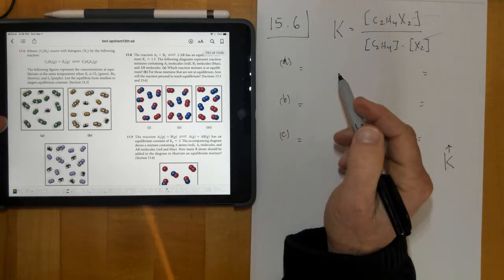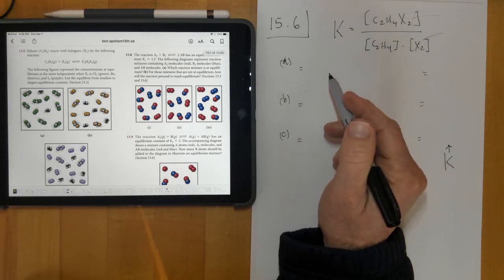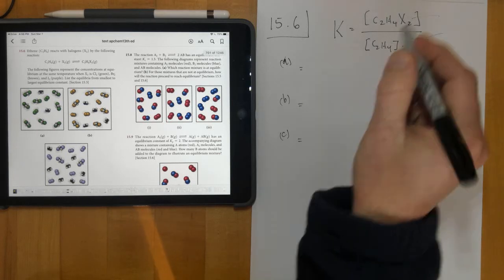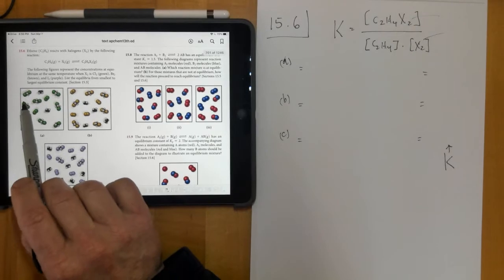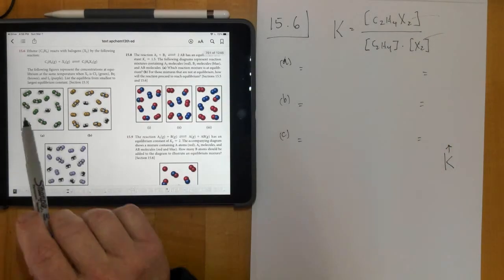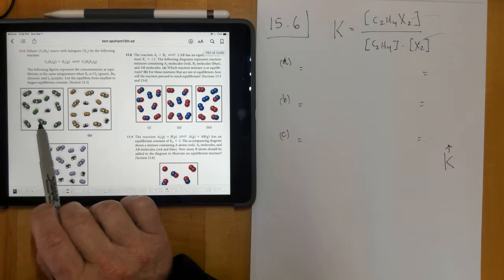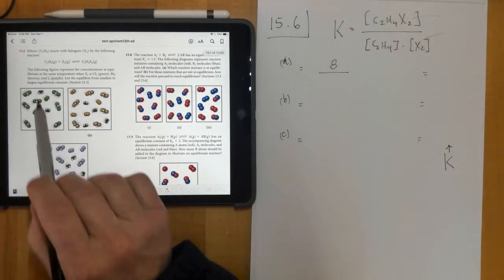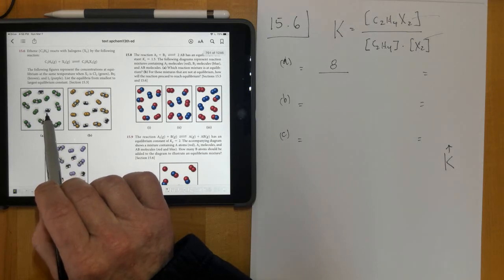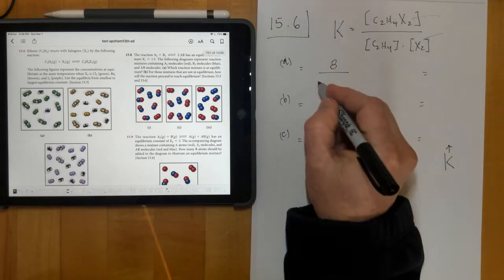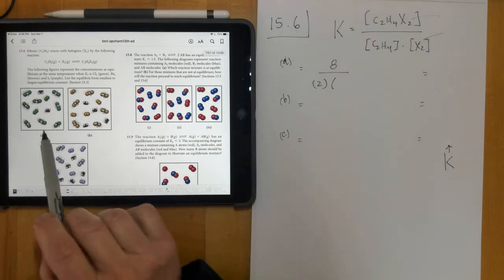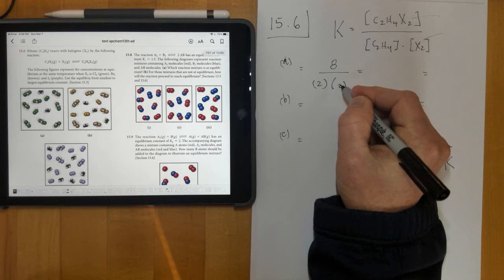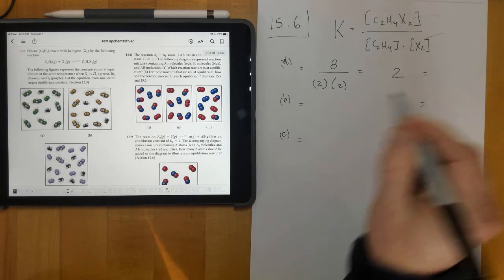So counting these up over here, I get a total of 8 of the C2H4X2s right here, these guys, 8 of those guys. So 8 would go on the top. And then C2H4s are the black ones with 4 hydrogens on there, 4 white little guys. And then there's 2 chlorines in there. Those are just the 2 spheres like that. So 8 divided by 4 gives us 2 for letter A.